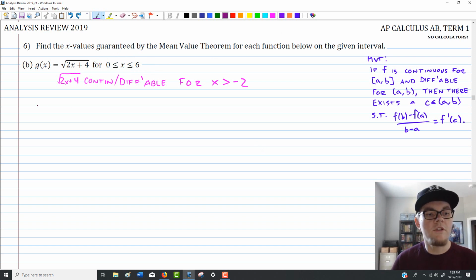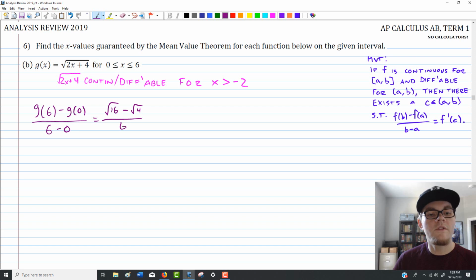That means we're ready to actually do the computation. This will be g of 6 minus g of 0 all over 6 minus 0. Solving some stuff, we get the square root of 12 plus 4, the square root of 16, minus the square root of 4, all over 6. That becomes 4 minus 2 over 6, which is 2/6 or 1/3. So there's our average rate of change.